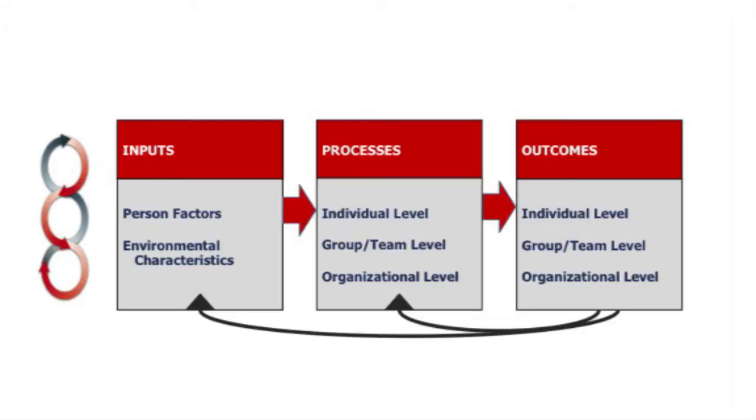All right, now on the slide you can see the basic structure of the integrative framework. It's got inputs, processes, and outcomes. Inputs are segregated into person and environmental characteristics factors. Processes are at the individual, group, and organizational level, as are outcomes. Now, how does that framework get used in every chapter? What I'd like to do is use chapter 2 as an illustration.